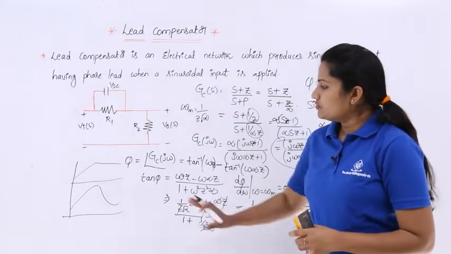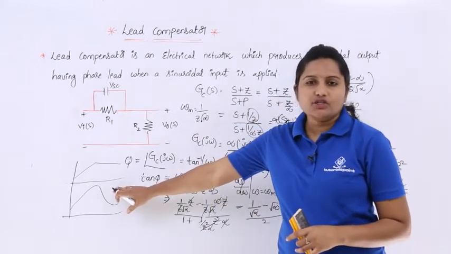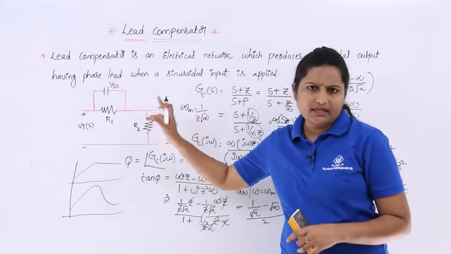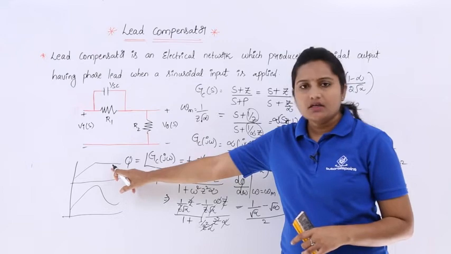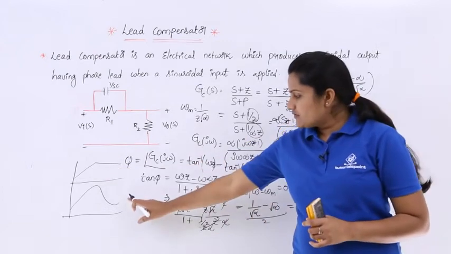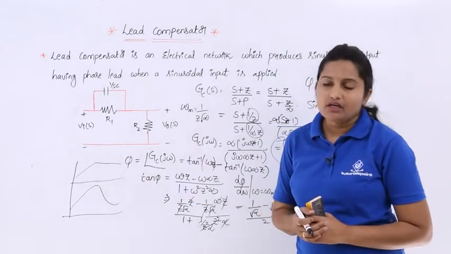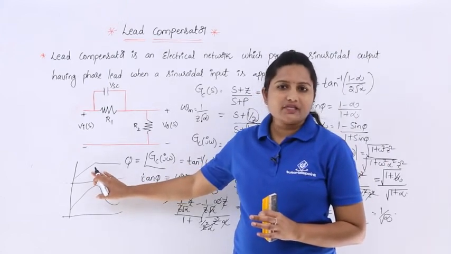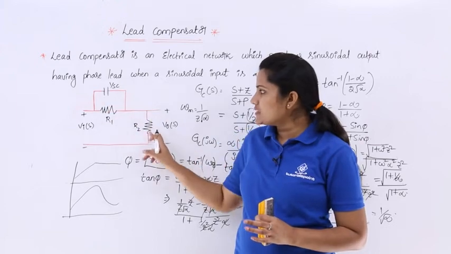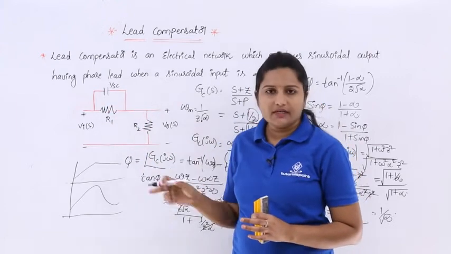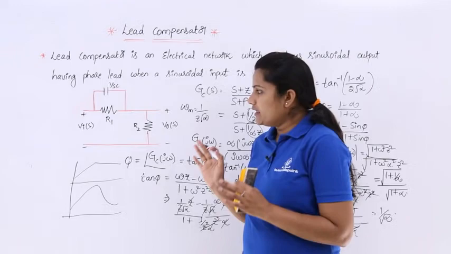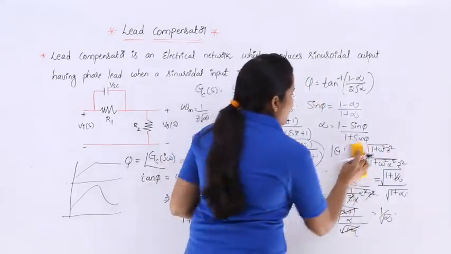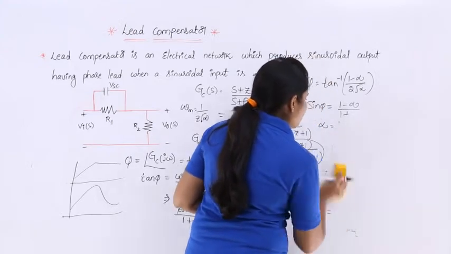Coming to the shape of the magnitude and phase plot, the Bode plot of the lead compensator will be like this. This is the phase plot and this is the magnitude plot. The magnitude plot will be like a high pass filter response, because this is a simple high pass filter network. And if you want to solve this network, I am going to solve that network here.